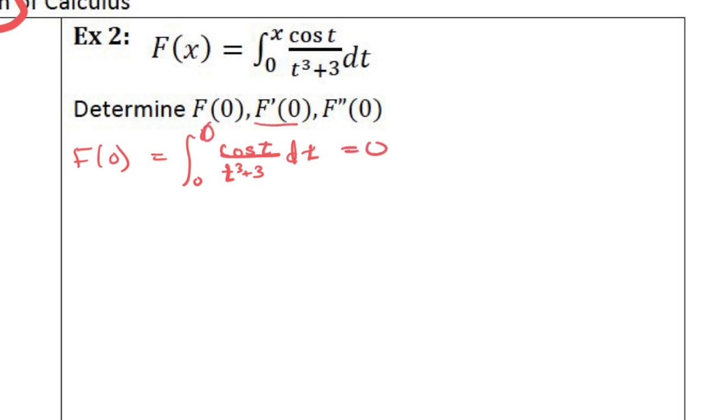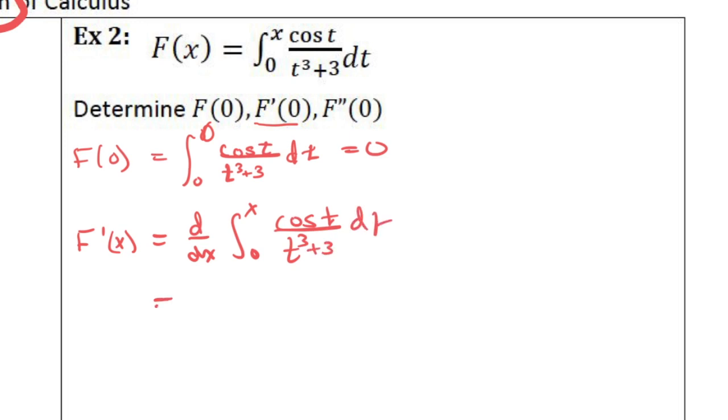Now we need f prime at 0. But before we can find f prime at 0, we need f prime of x. So f prime of x is asking us to find the derivative of an antiderivative, and we just practiced that. We know that f prime of x is the substitution, cosine x over x cubed plus 3. Now specifically, we're looking for f prime at 0. When we substitute, we're going to have 1 over 3.